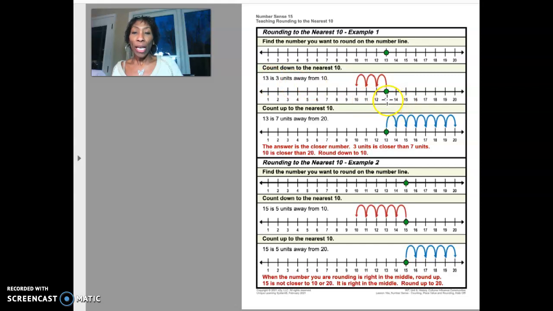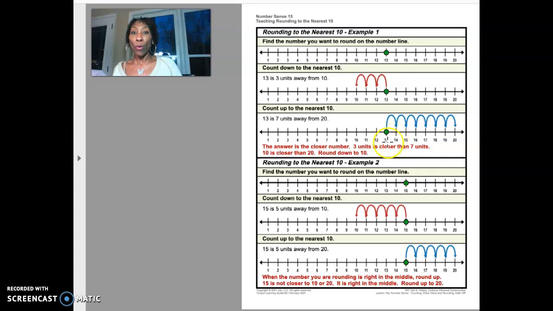Here it says we're going to count down first. Okay, so we start at 13 and we count a certain amount of units to the nearest 10. So it's 1, 2, 3. That's 10. So it's 3 units from 13 to 10.